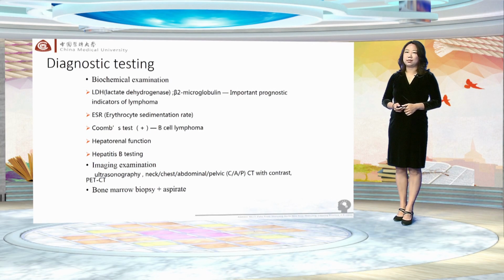As for the imaging examination, we use ultrasonography and CT with contrast, including neck, chest, abdomen, and pelvis. Of course, the most recommended imaging examination is PET-CT. It can reflect both the biological and physical characteristics of the lesion. It provides three-dimensional localization and characterization of the lesion, as well as the metabolic level.